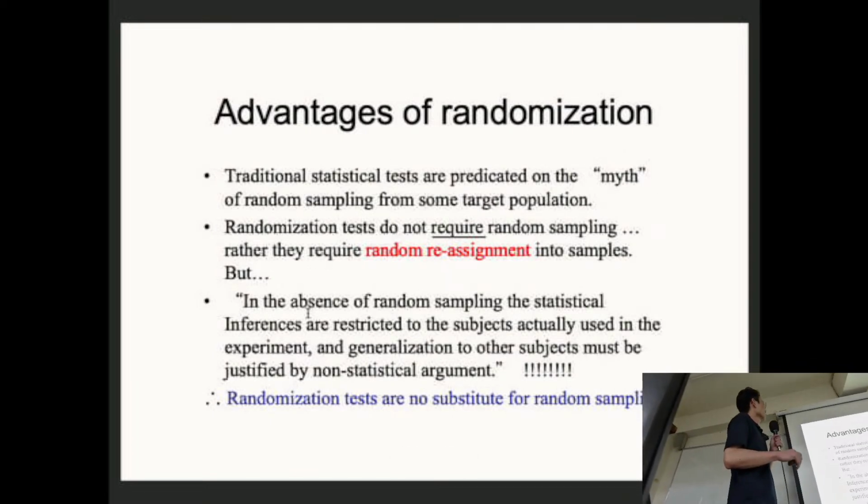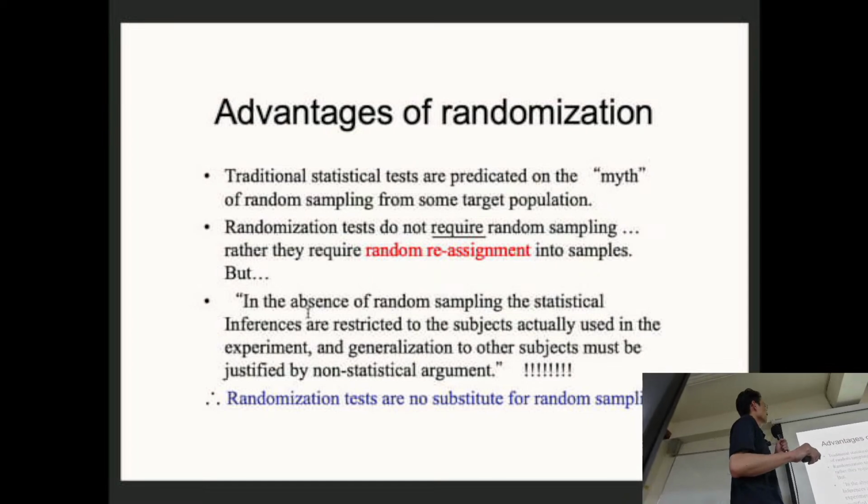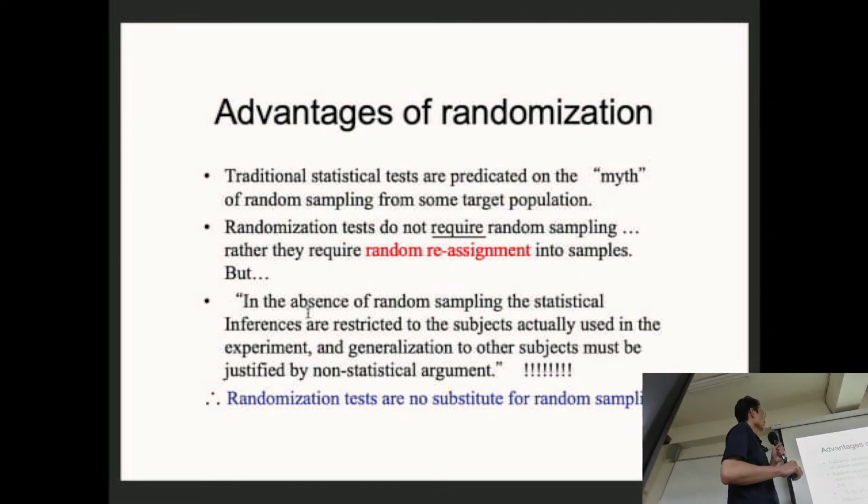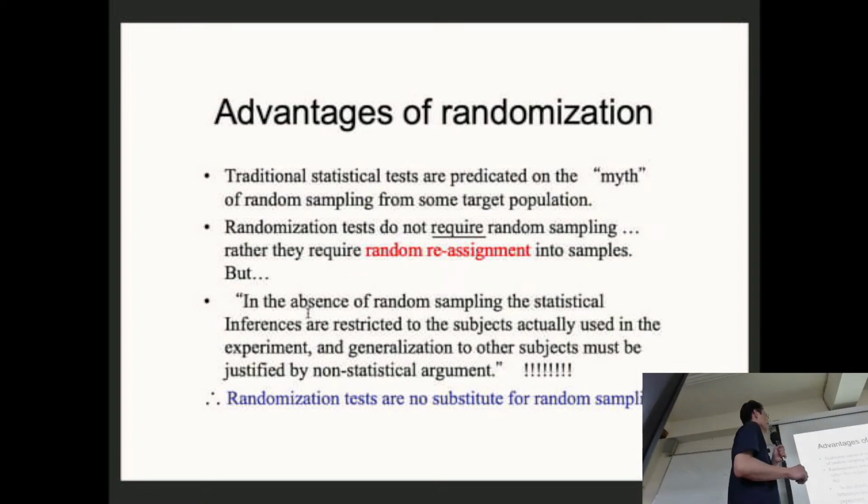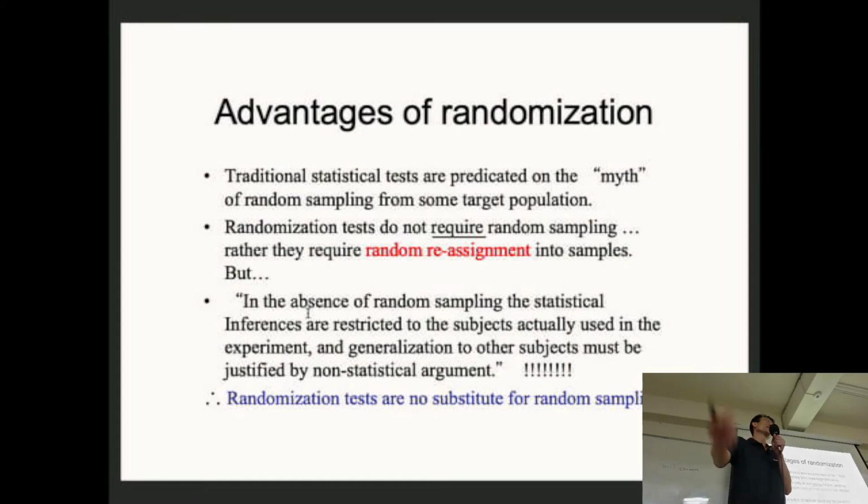All right, the advantage of randomization: randomization tests do not require random sampling, rather they require random reassignment in samples, in order to generate a new distribution. However, keep in mind, if you want to generate random assignment, you still need data. If the data are not randomly sampled, then randomization of your data does not make sense. Random sampling is still required as a fundamental step for your data collection.